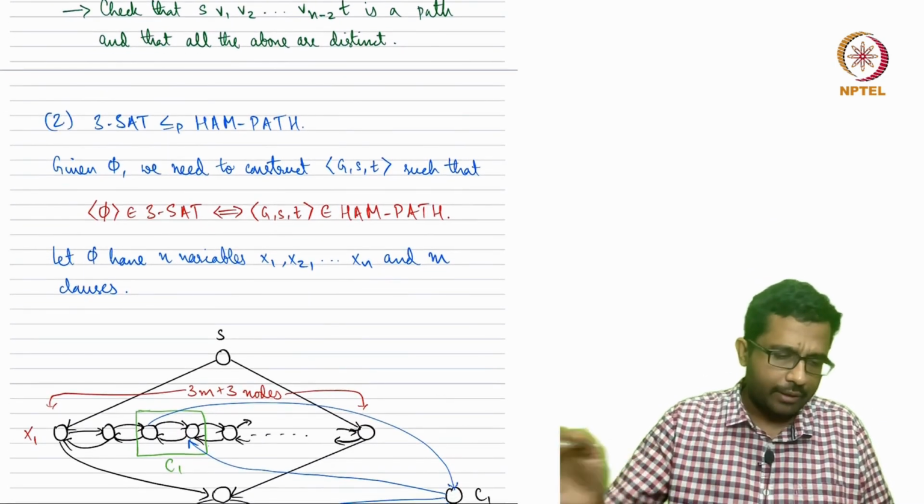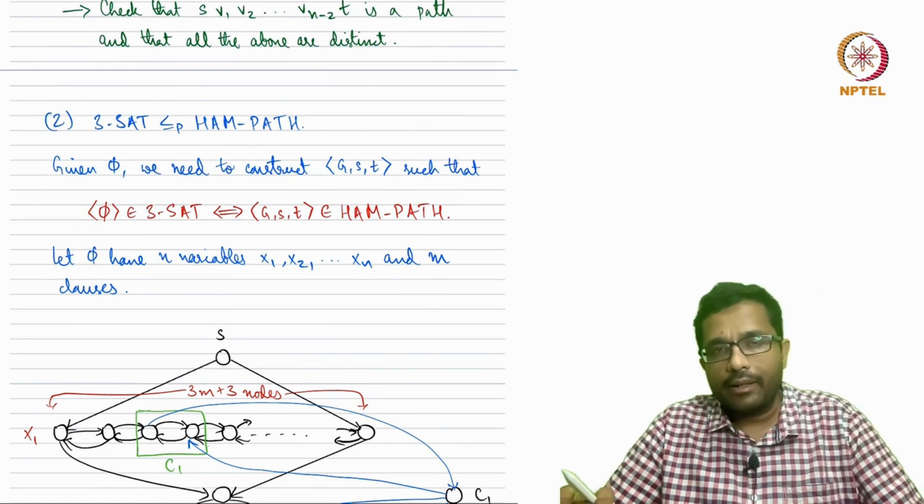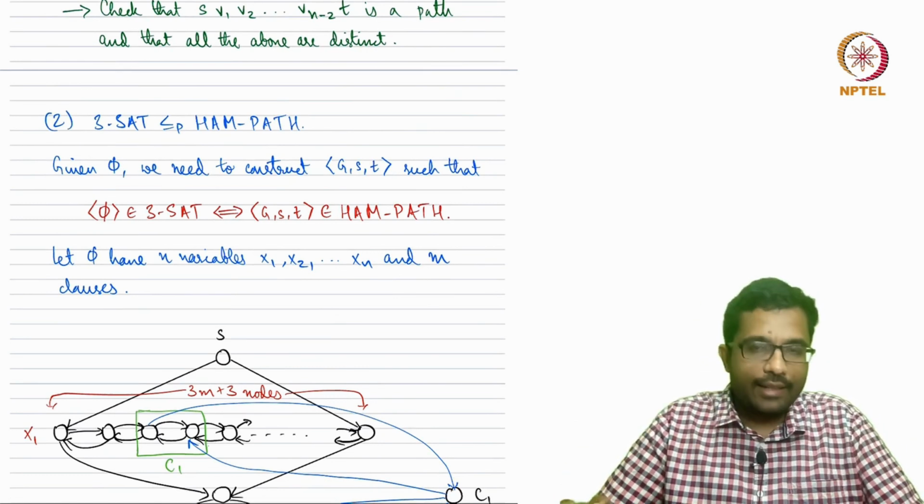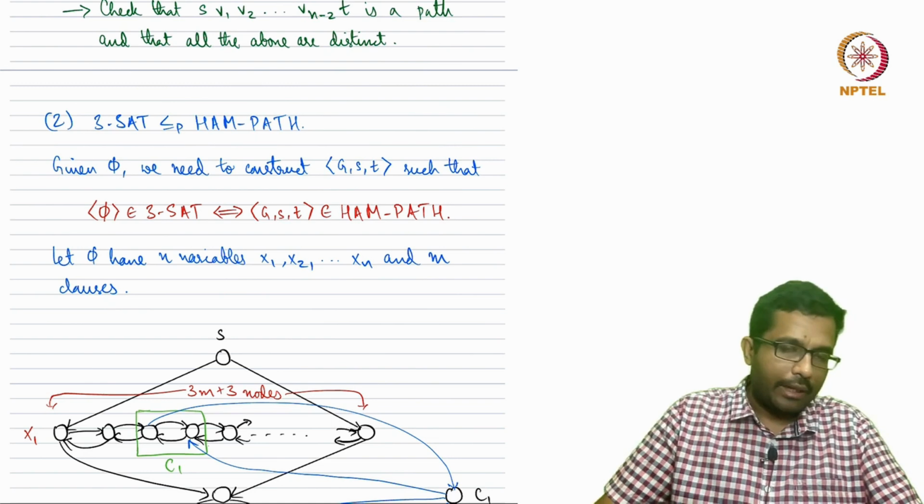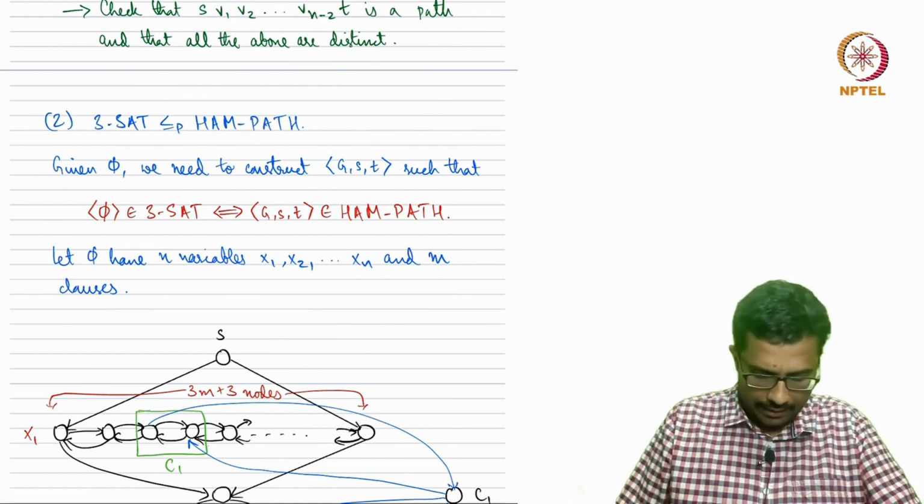I don't want to spend too much time on that. The more interesting part is showing that 3-SAT is reducible to Hamiltonian path. So the NP-complete language that we picked is 3-SAT.